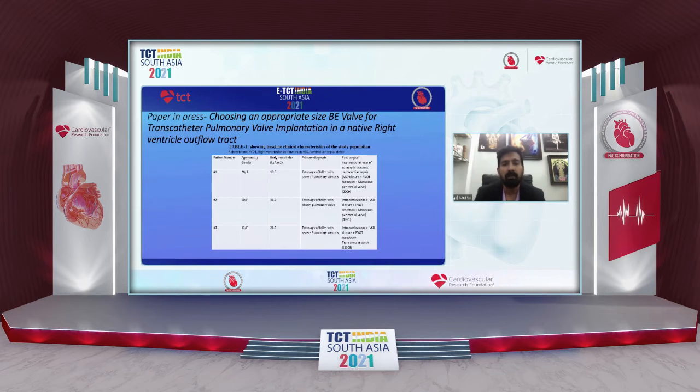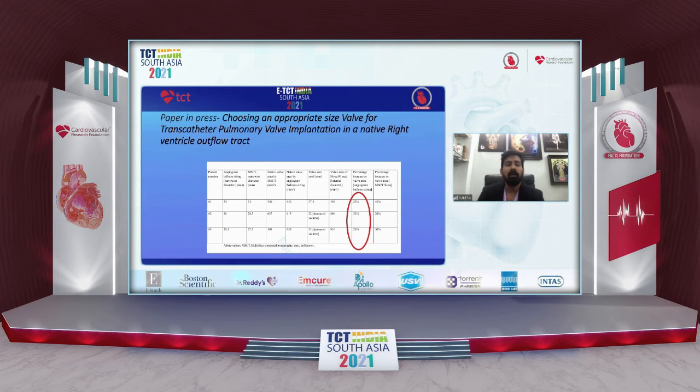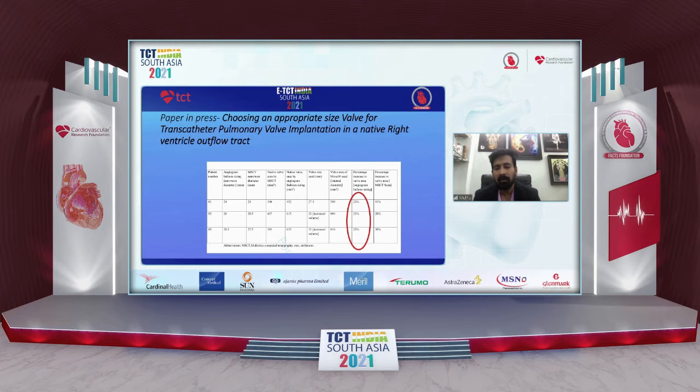So this is a paper in press we published on how to choose the right size for the balloon expanding valve in the pulmonary valve position. We indexed 3 patients. These are the 3 patients who had tetralogy of Fallot surgery with a transannular patch. What we saw is that the CT scan screens to look at the narrowest diameter, but balloon sizing gives you the correct diameter for you to go and implant. We actually increased the balloon sizing by 20 to 25% to achieve a stable valve position.